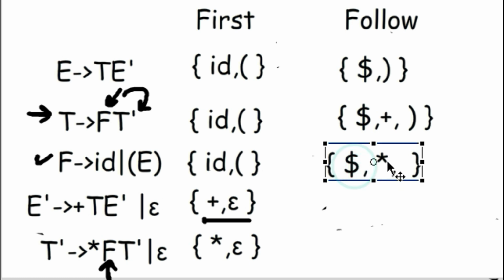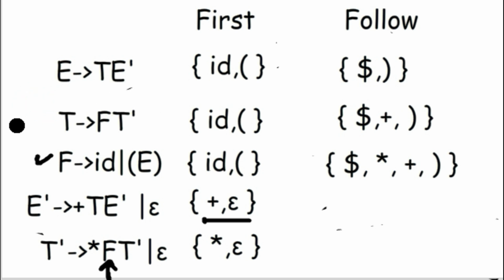So dollar is already there. We need to write plus and we need to write open bracket. Perfect. So this one is solved. This one is also solved. We solved this F. We solved this F.